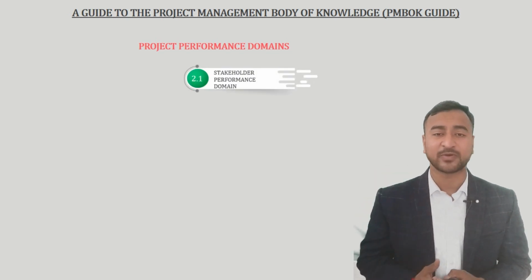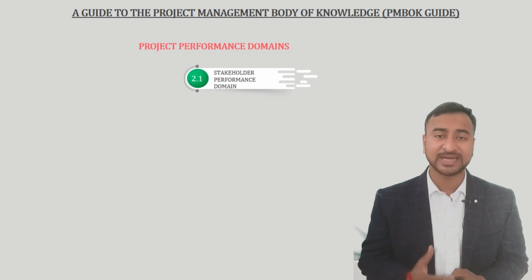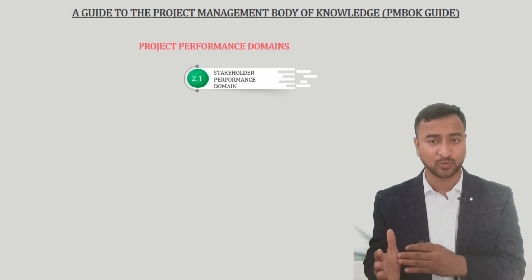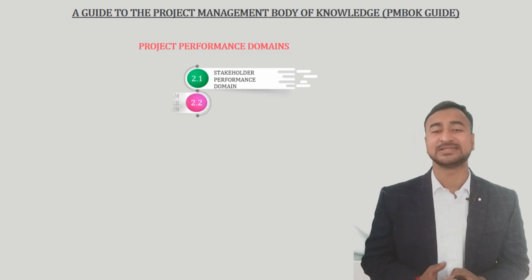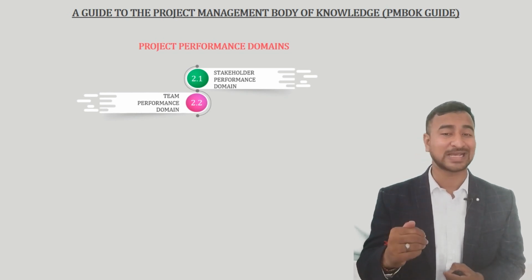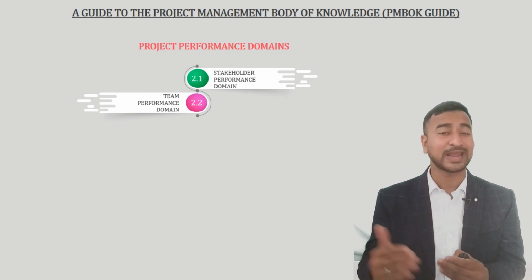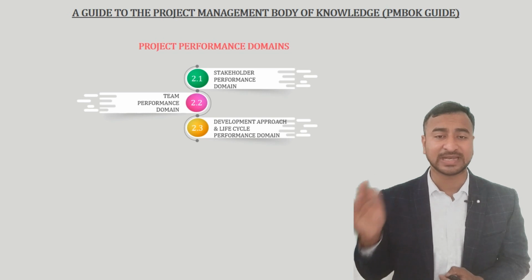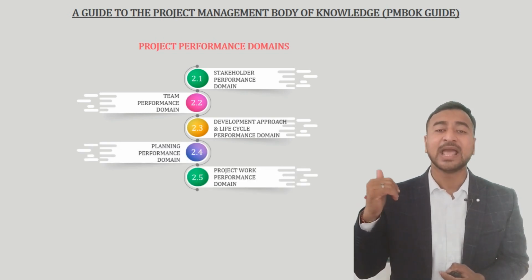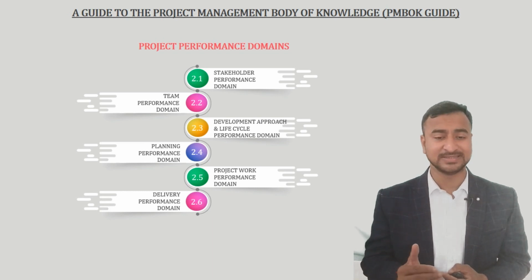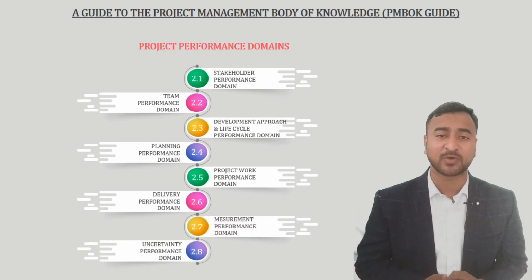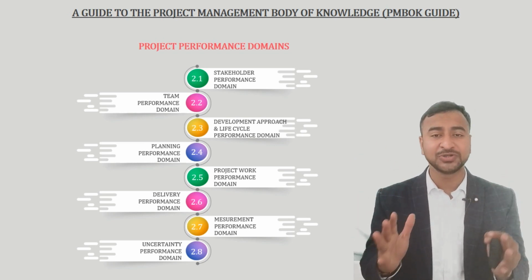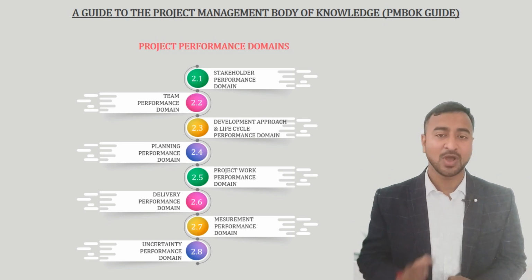So first, project performance domain. PMBOK 7 introduced a groundbreaking shift from knowledge areas to project performance domains, and these domains align with the skills project managers need to excel in their roles. We have 8 project performance domains highlighted over here, like team, development approach and life cycle, planning, project work, delivery, and as you see over here, uncertainty would be the last. We will discuss all 8 in detail in upcoming sessions. Today, I just want to give you a highlight and bird's eye view of what we are going to cover.